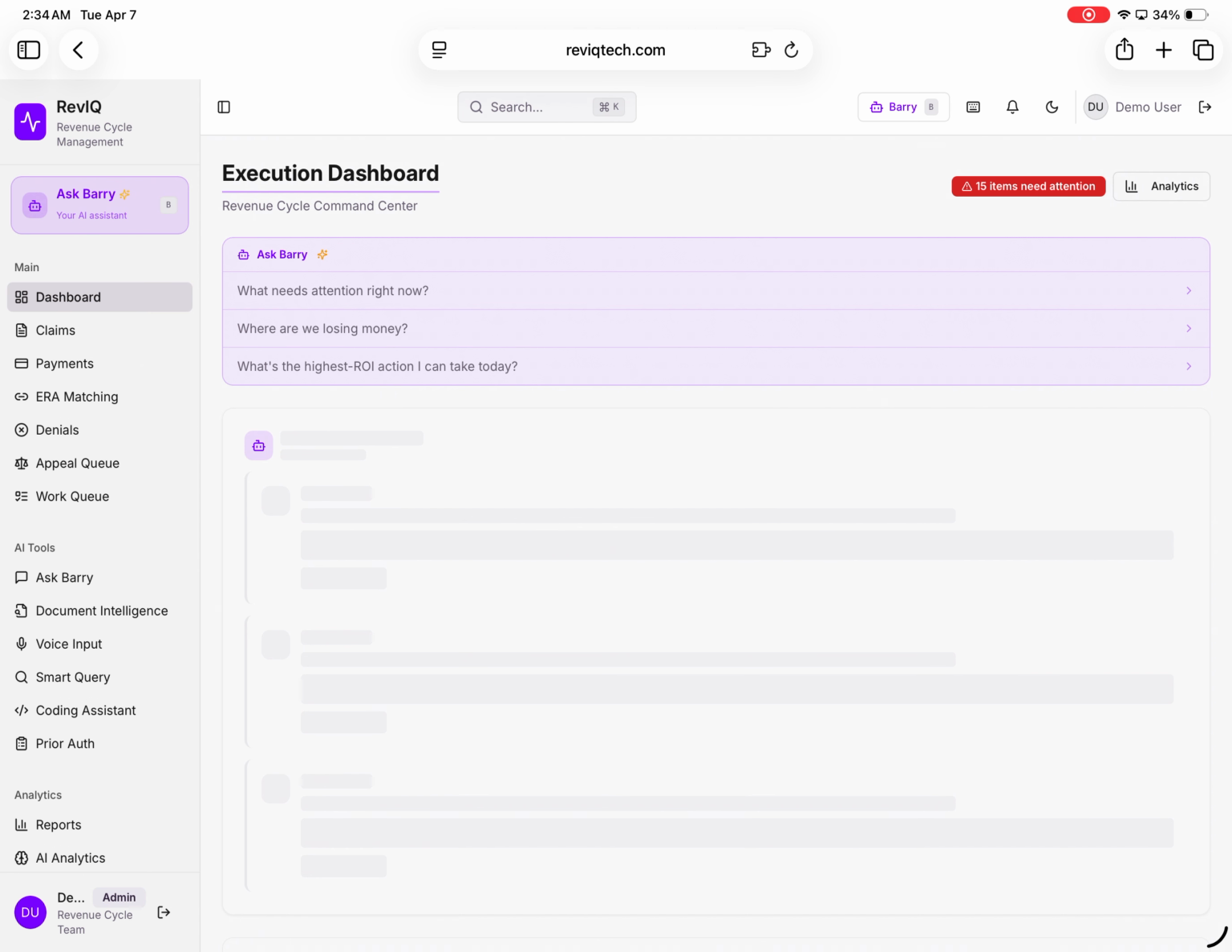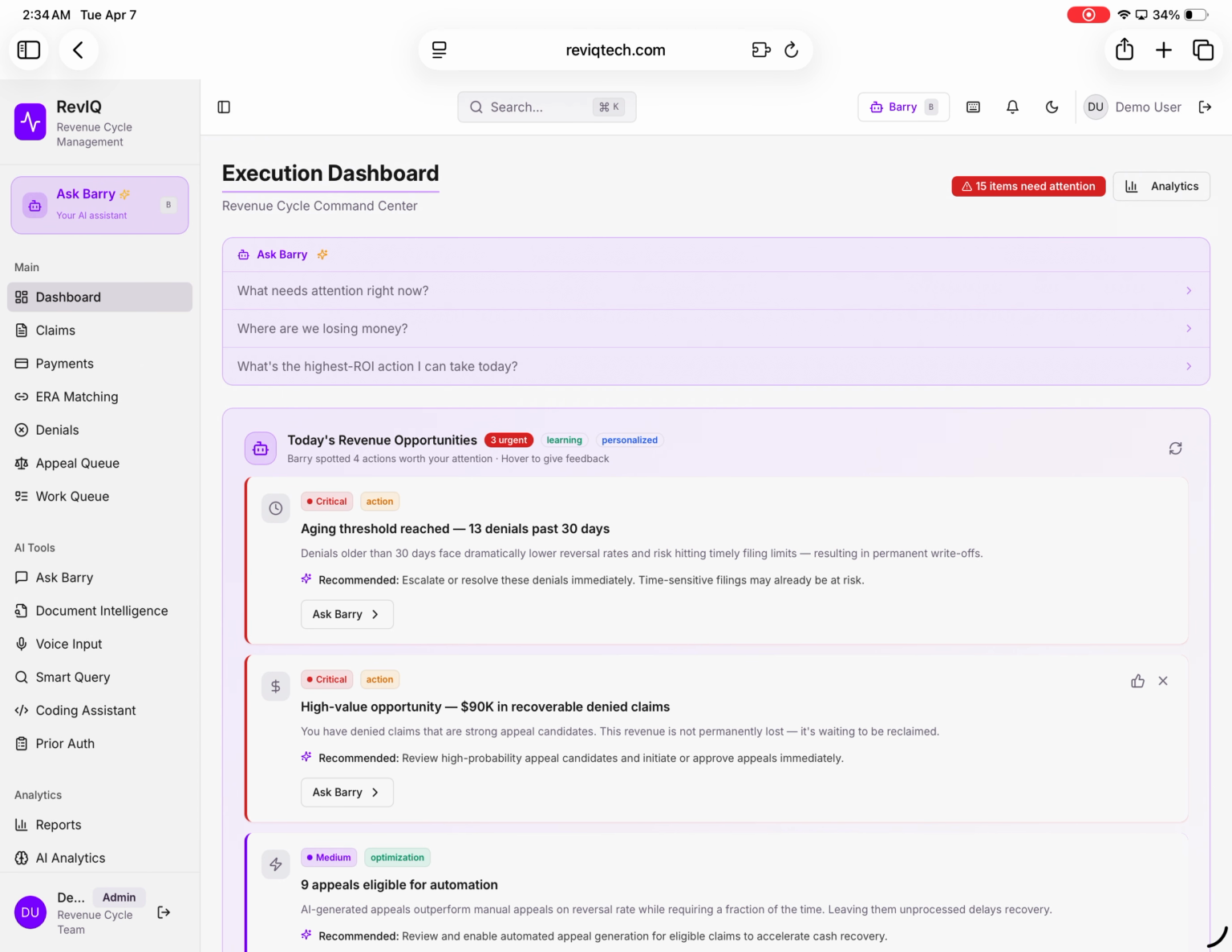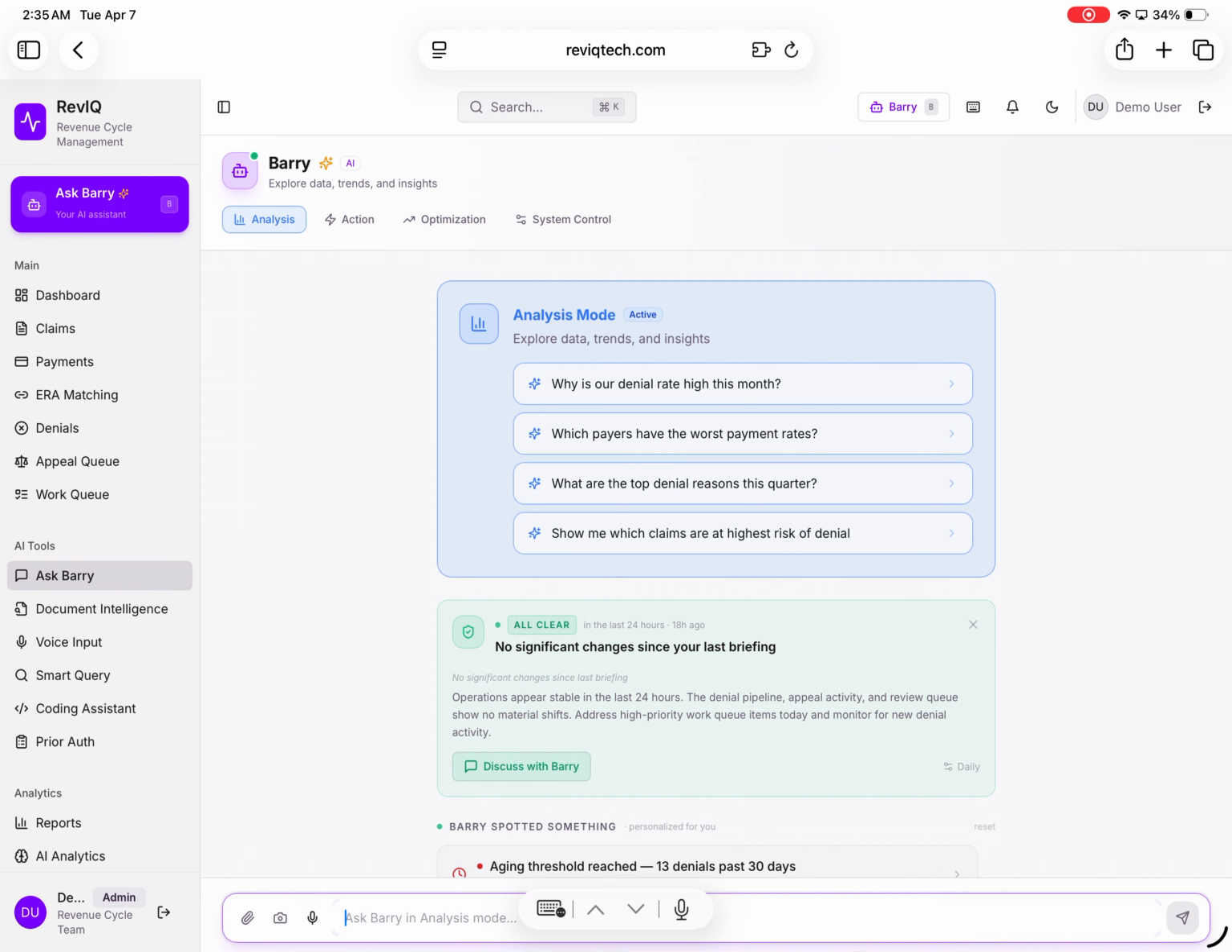You'll notice I still have a traditional dashboard here on the left, and that's intentional, because people are creatures of habit. We're used to working a certain way, and anything new can feel uncomfortable at first. But what you'll see is you don't actually need to live in dashboards anymore. Everything can be done through Ask Barry. This is where the system becomes useful.